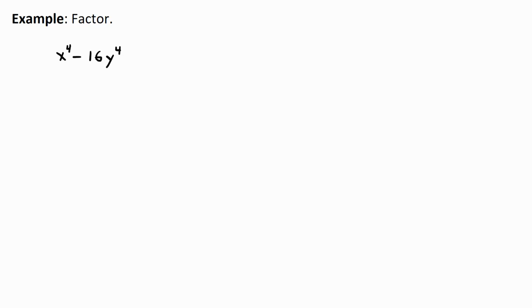In this example, we're factoring x to the fourth minus 16y to the fourth. And believe it or not, this is the difference of two perfect squares. So let's write the formula down. Write it down every time you use it until you have it memorized. So, a squared minus b squared is equal to quantity a plus b times quantity a minus b.